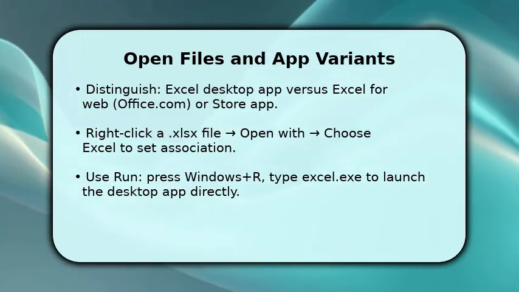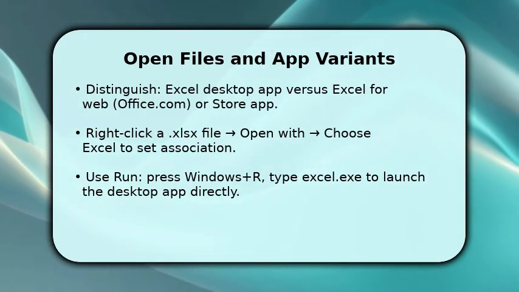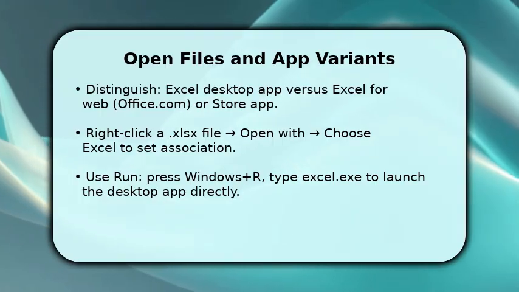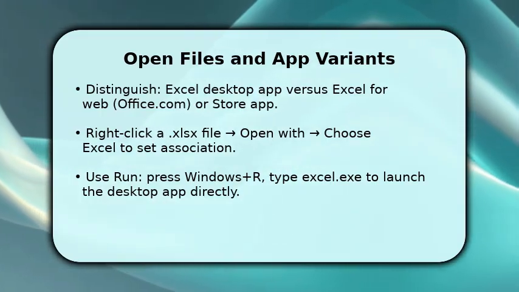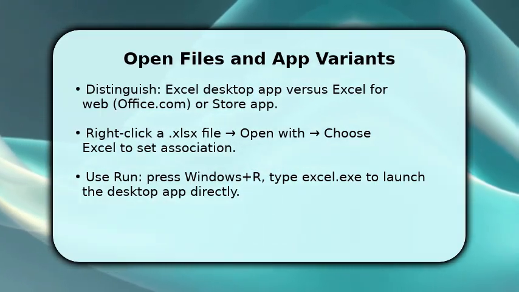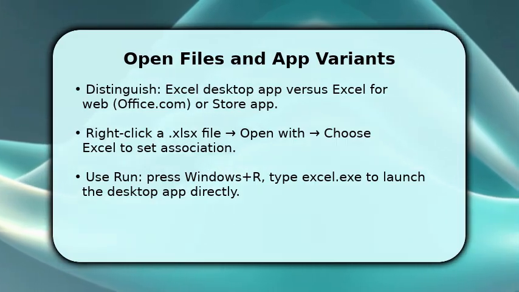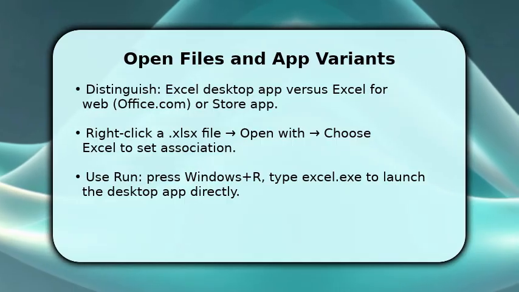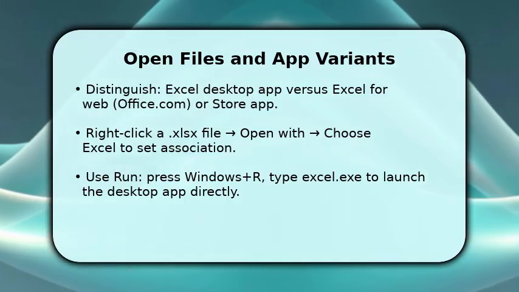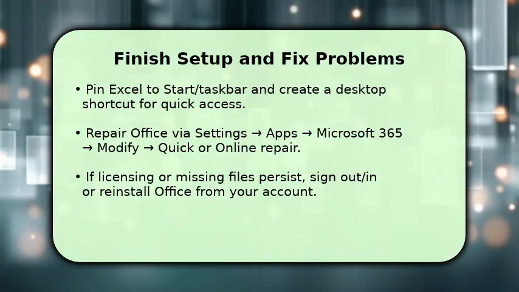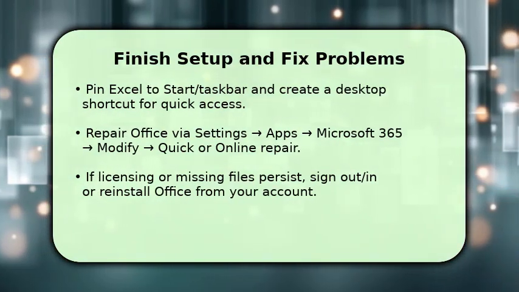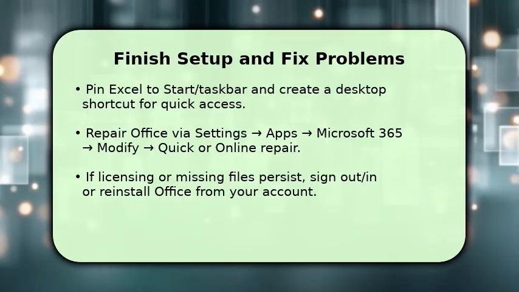You can also use Windows plus R and type excel.exe to force the desktop app to start, which bypasses file associations and clarifies whether the executable is installed. Make sure you note the version shown in About. Compatibility and feature differences explain why certain files behave differently. To finish, pin Excel to the taskbar and create a desktop shortcut so you won't repeat the hunt.